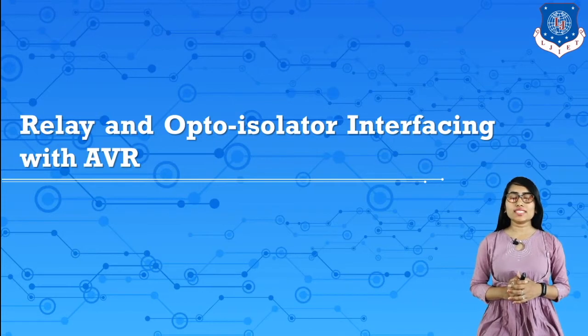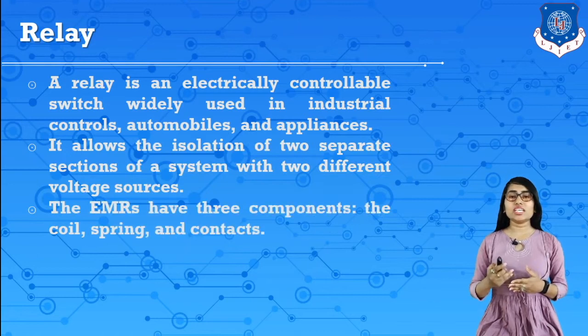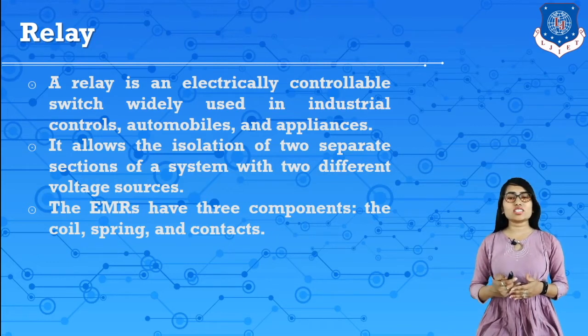Today we will discuss relay and opto-isolator interfacing with AVR. So let's start with a relay. A relay is basically an electrically controllable switch widely used in industrial controls, automobiles and appliances. It allows the isolation of two separate sections of a system with two different voltage sources.